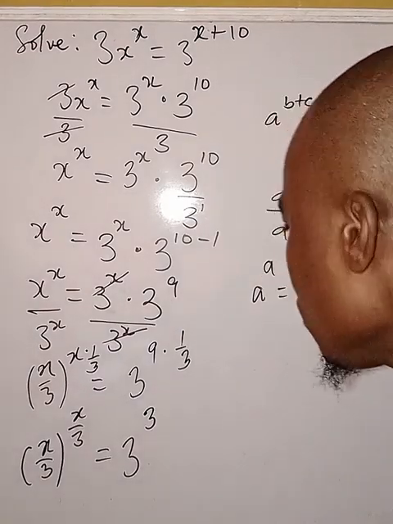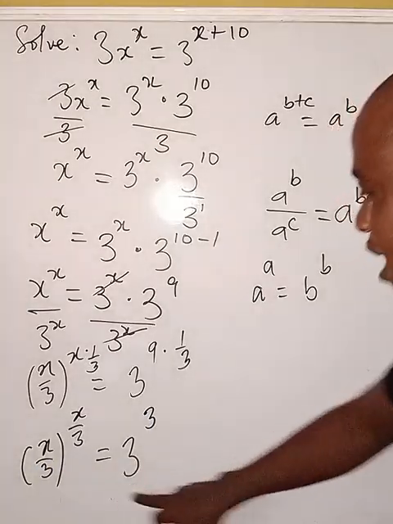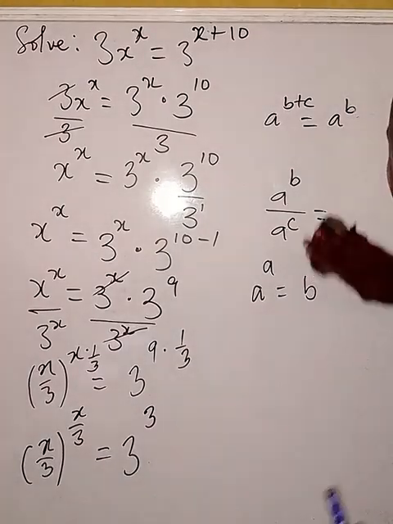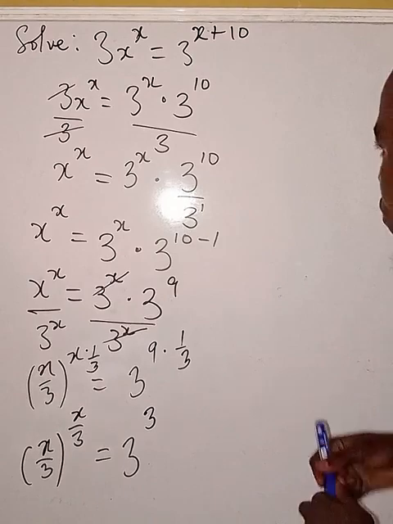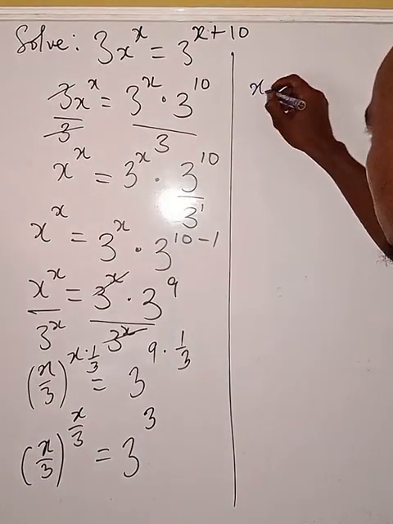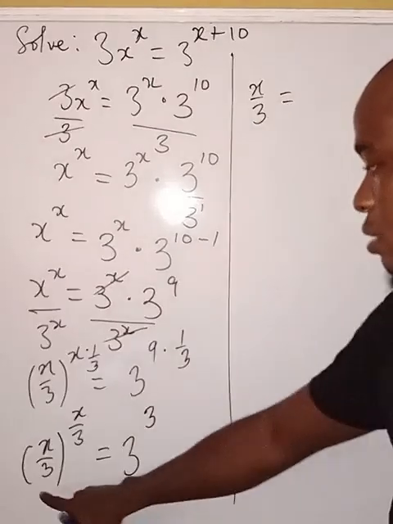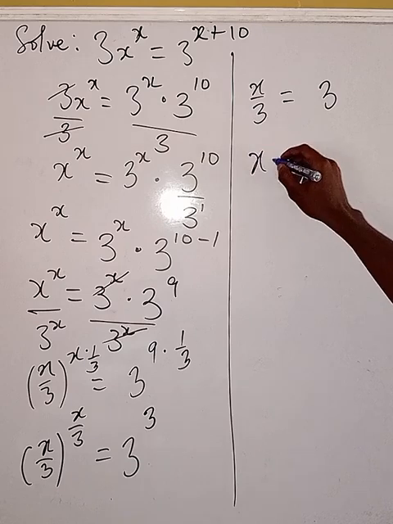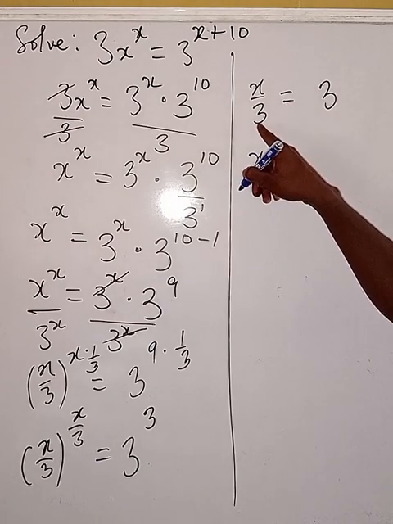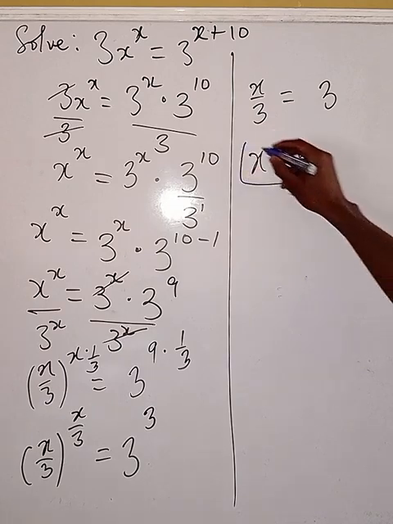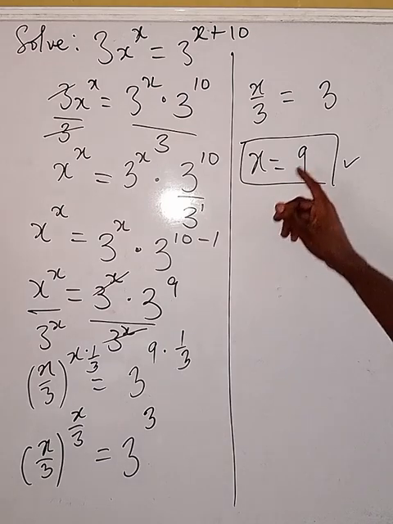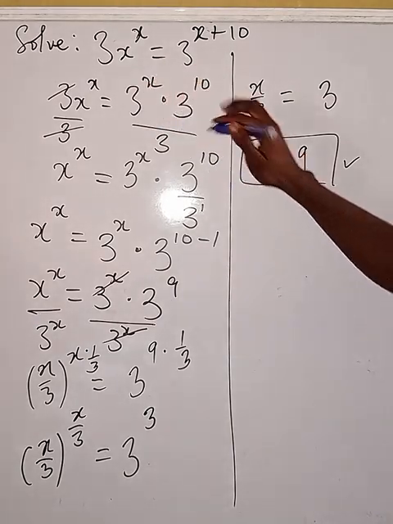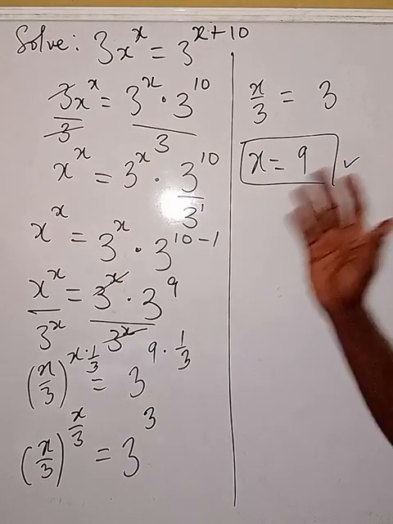Are you getting it now? You can see that I am now at this level: the base raised to itself, the base raised to itself. So automatically, x over 3 must be equal to 3, because you equate the bases. So from there, cross multiplying, 3 times 3 gives us 9. So we have the solution to be x equals 9. If you want to check whether we are right or not, just plug this 9 back into the equation, and you're going to see that it satisfies the equation. That's the end of the class.